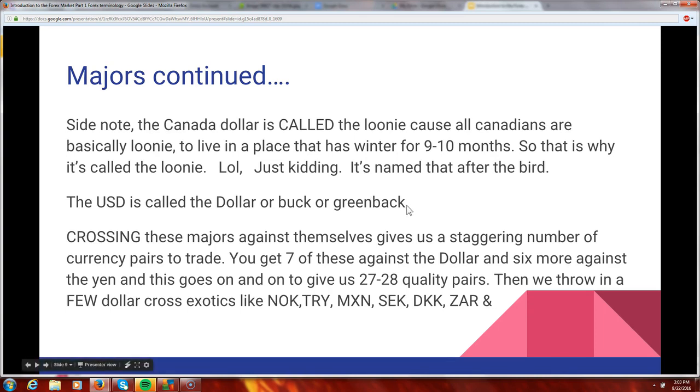The U.S. dollar is called the buck or the greenback.